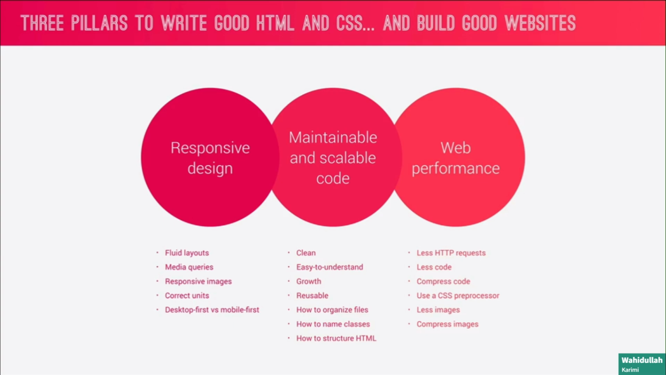Okay, so these are the 3 pillars that we will have in mind all the time while building our projects. We have to always ask ourselves if the code we're writing is responsive, if it's maintainable and scalable, and if it affects web performance.